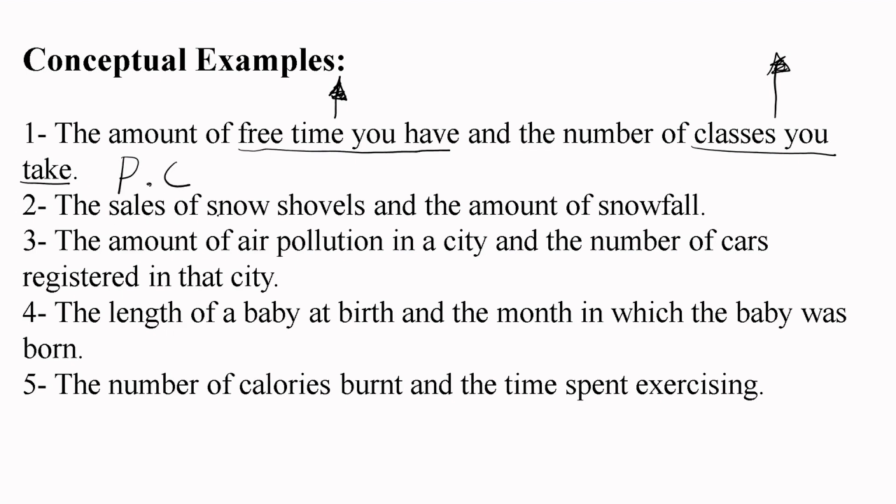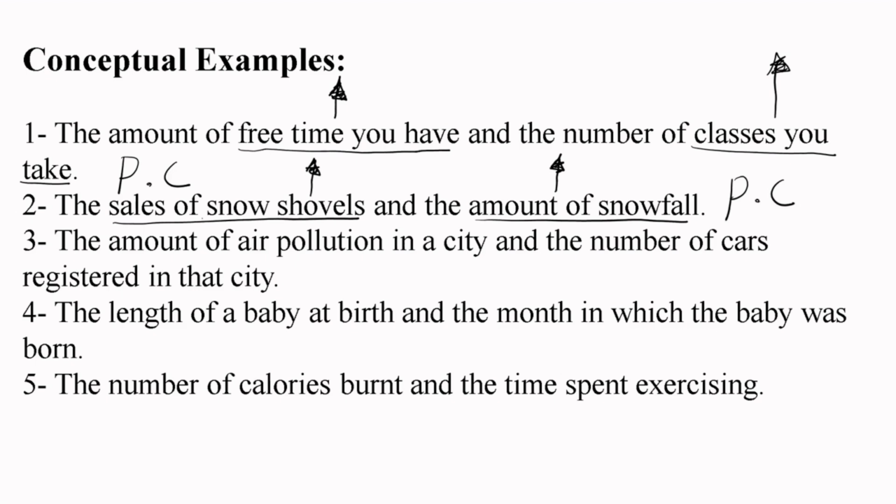The sales of snow shovels. Sales of snow shovels is the first group of data, and amount of snowfall. You definitely know if we increase the amount of snowfall, the amount of snow shovels that we can sell is going to increase. So here we have positive correlation. Why? Because both of them are increasing at the same time.